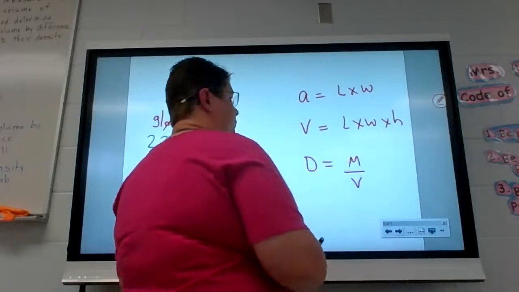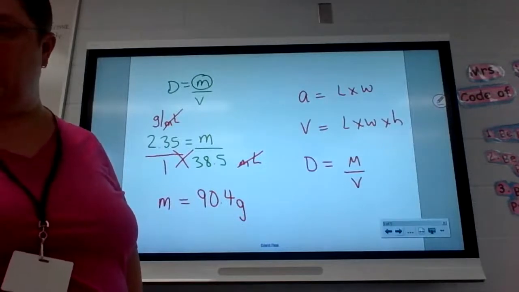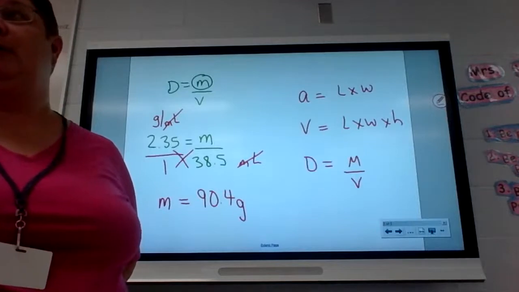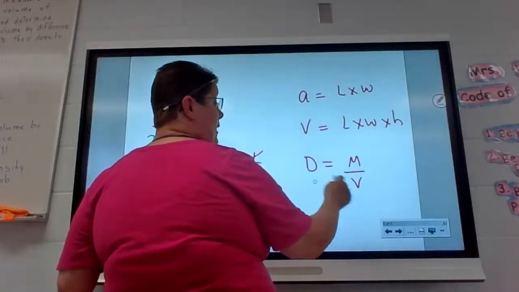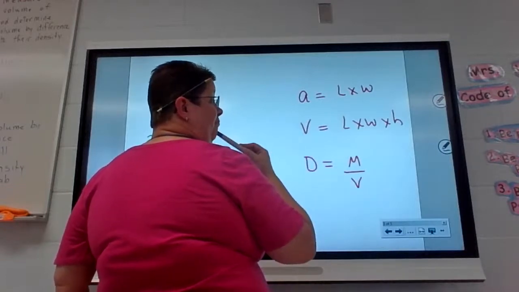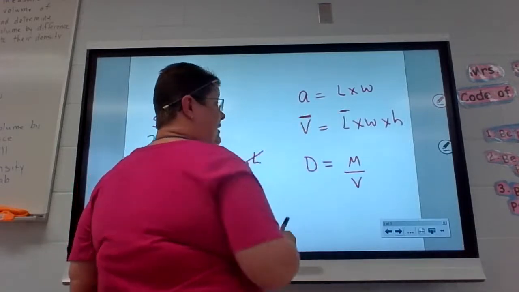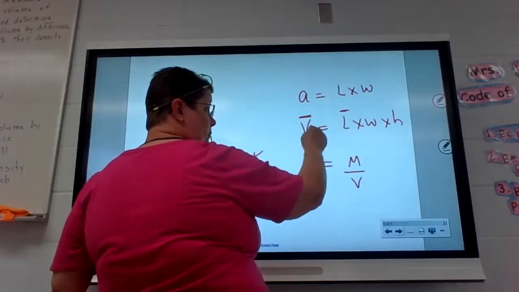Okay, so if they want us to find length and they gave us a volume, which one of those would be useful? Does density have length and volume? It has volume, but doesn't have length. We need this one because it has this and it has this. It has the two pieces they're asking for. It gives us length and volume.